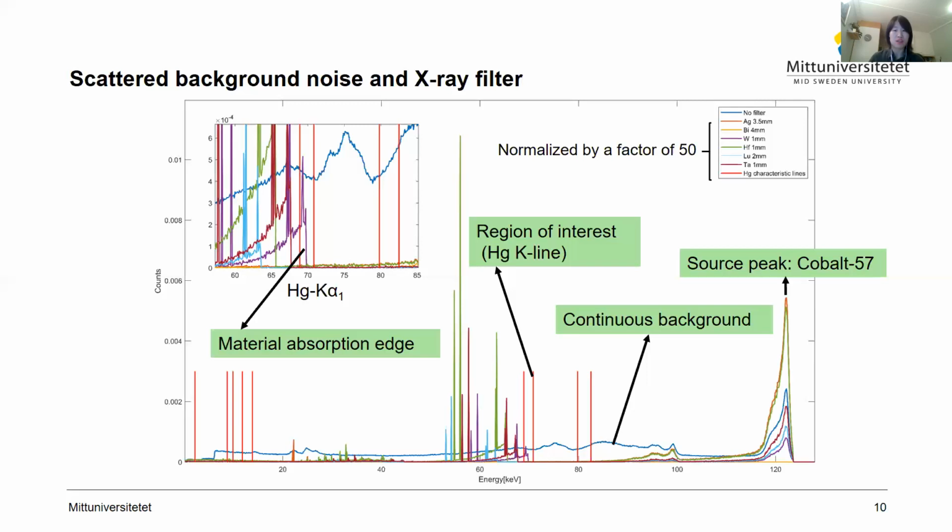The performance of 6 filter foils was compared in the MCNP simulation. The inset shows the absorption edge of these materials. And as we can see, the absorption edge of tungsten, shown in purple, is at 69.5 kiloelectronvolts, which overlaps with the mercury K-alpha line peak, and is also very close to the K-alpha 1 peak. So the tungsten filter is not the optimal filter for mercury detection in an XRF measurement.